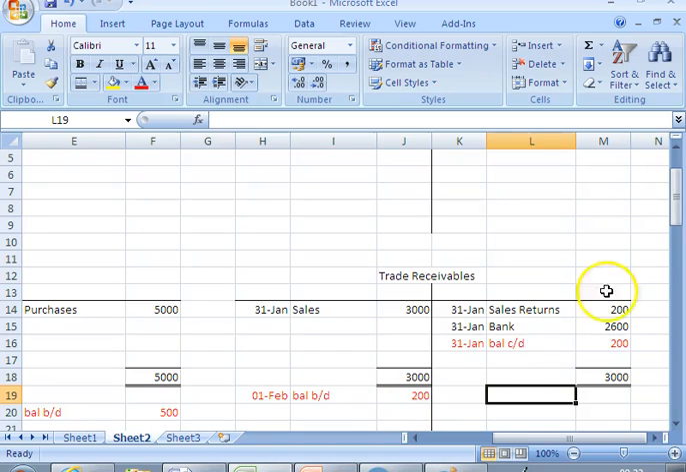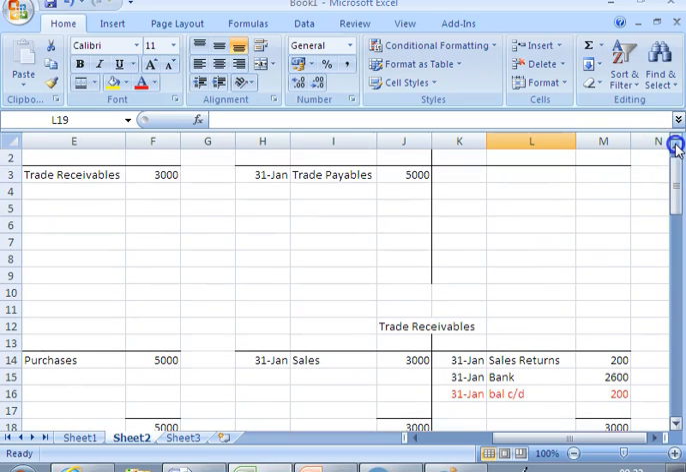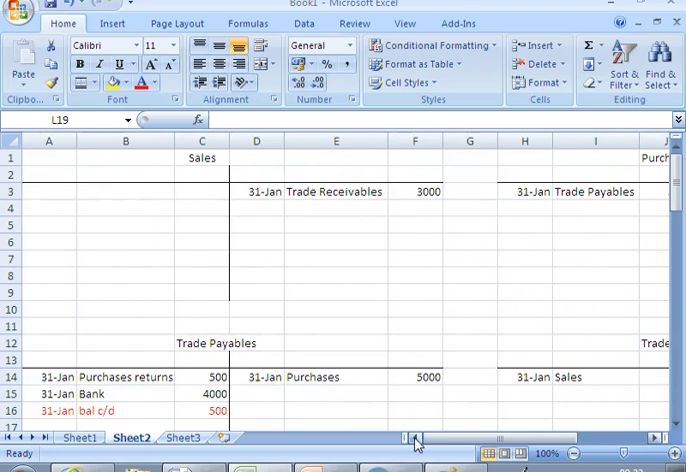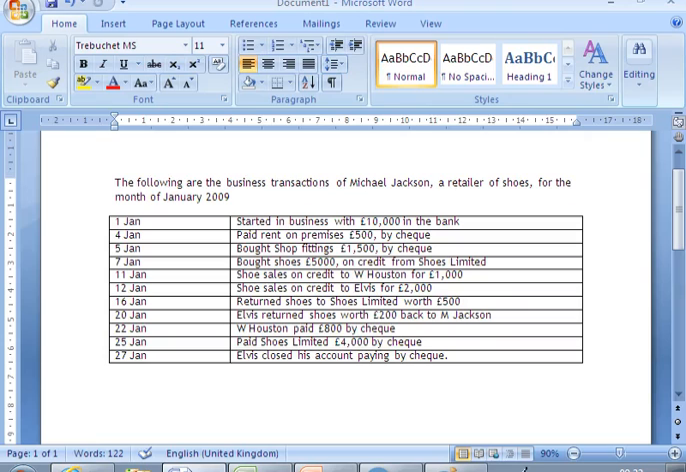Okay, great stuff. So finish the rest. Pause it, get all this information down, and draw up the trial balance just to be sure, and in the next video, you'll see what the trial balance finally looks like.